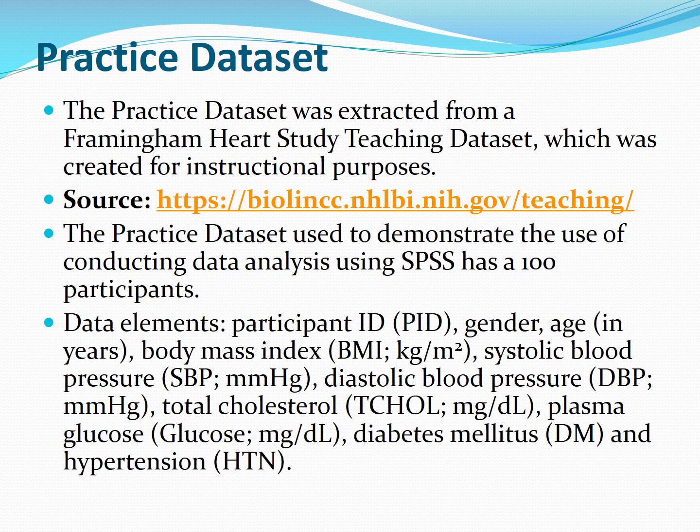of the participants, body mass index, which is BMI, measured as kilograms per meter squared, systolic blood pressure, SBP, measured in milligrams per deciliter, the diastolic blood pressure, DBP, in the same measurement units, total cholesterol, abbreviated TCHOL, measured in milligrams per deciliter, plasma glucose, in short glucose, measured in milligrams per deciliter, diabetes mellitus, DM, and hypertension, abbreviated as HTN.